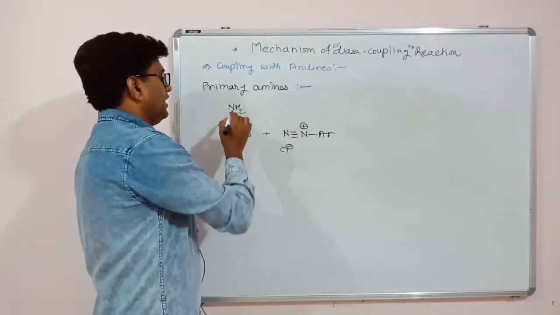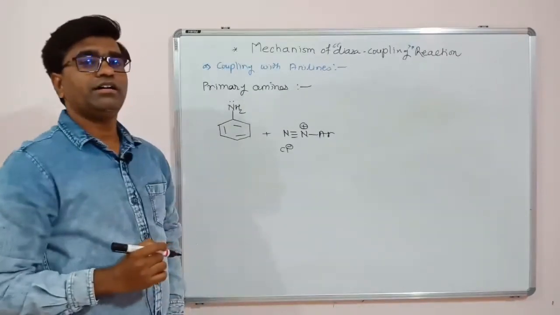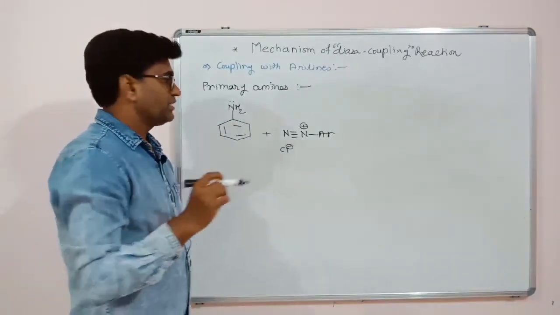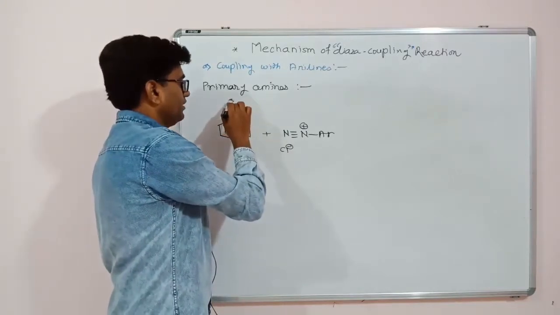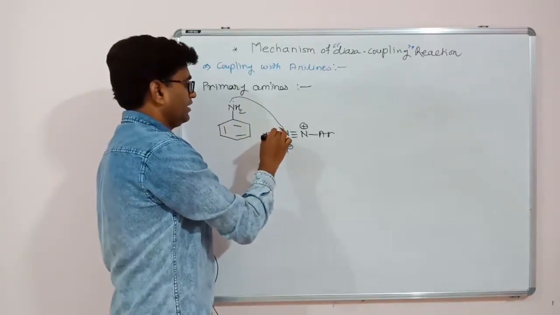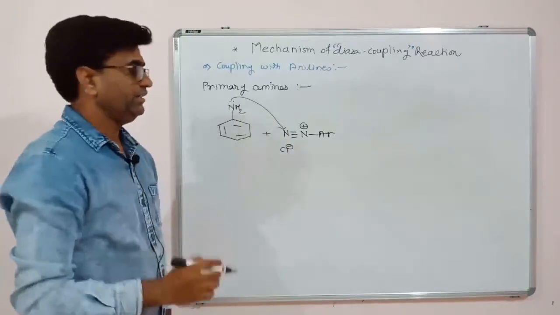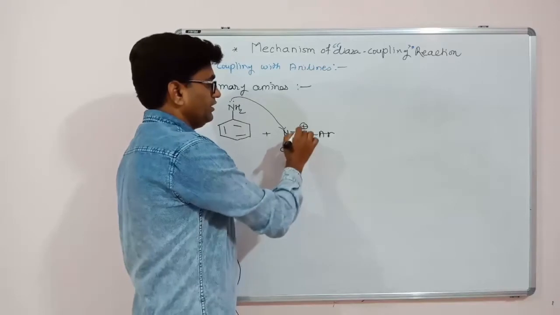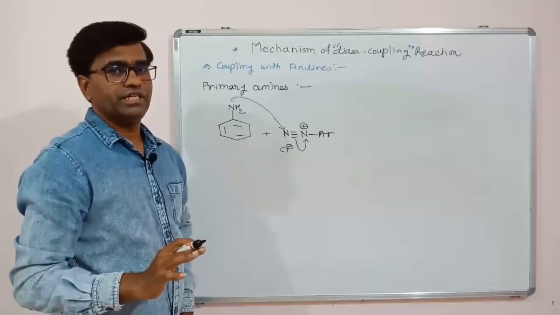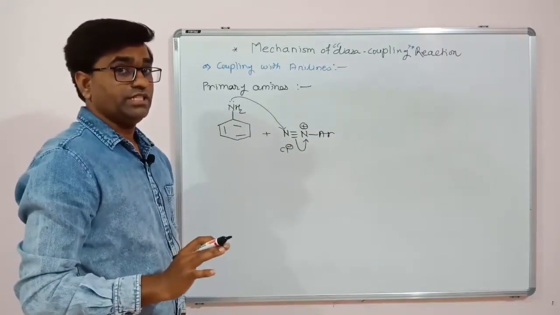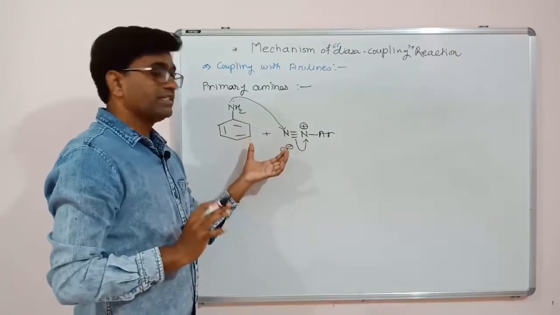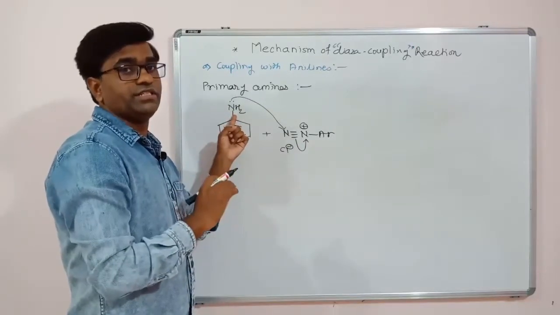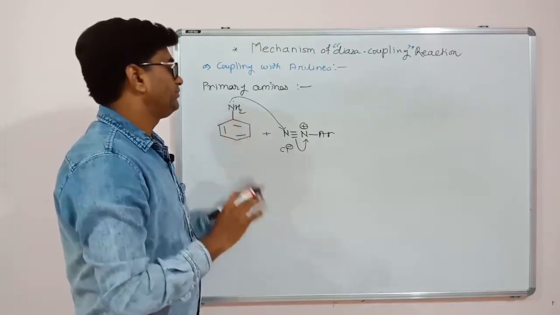Now these anilines are reacting not at the para position. Primary amines react with this nitrogen. This nitrogen lone pair will attack the nitrogen directly. Then this pi bond will break and this electron goes to the nitrogen. This positive charge will be neutralized. So see here, this coupling reaction is not going on the aromatic ring. It is going on the nitrogen. This is the difference with the primary amine.